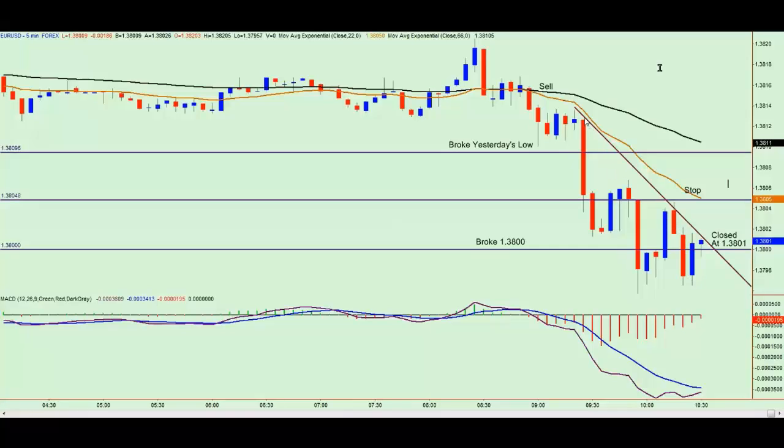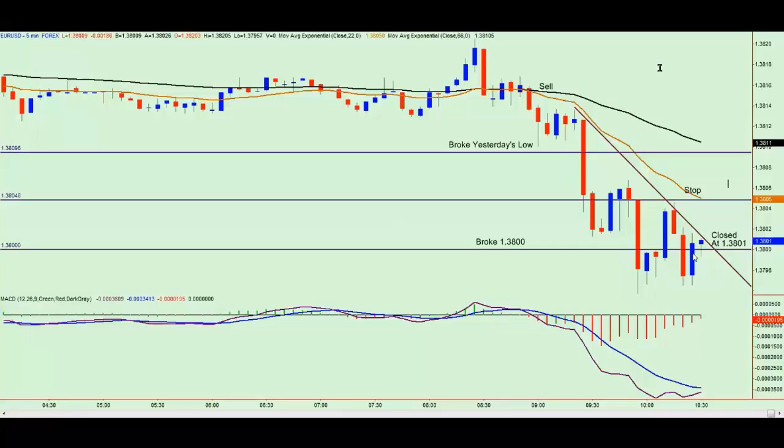What I was wanting to see was price fall, pull back, fall, pull back, fall, and create a lower low. Now it didn't create a lower low, it created an equal low. So because of that, I've closed my trade at 138.01. So I've actually banked from 138.15 down to 138.01. I banked 14 points of profit, and I'm happy with that.